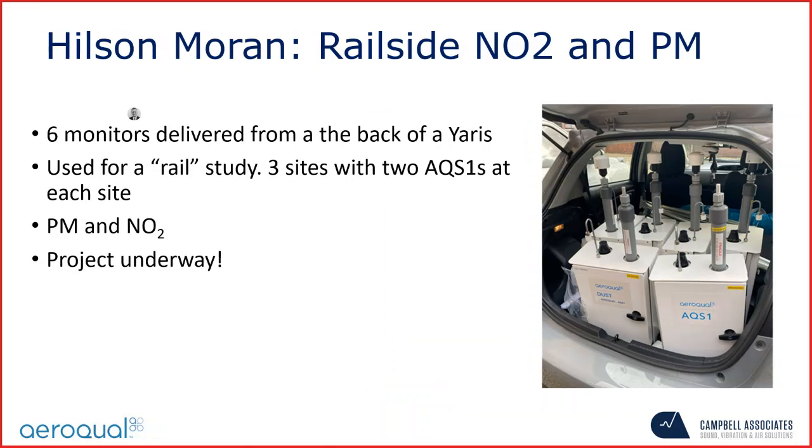As I mentioned earlier, I can't say too much about this because I spoke to the guys yesterday and it's still a work in progress. But the 6 systems that Fran delivered about 3 months ago, they're actually being used by Hilson Moran for a rail study where they've got 3 sites with 2 AQS1s at each site measuring PM and NO2 and basically doing, I believe, a sort of an upwind and a downwind study. And I'll be able to talk more about that once their work is published.